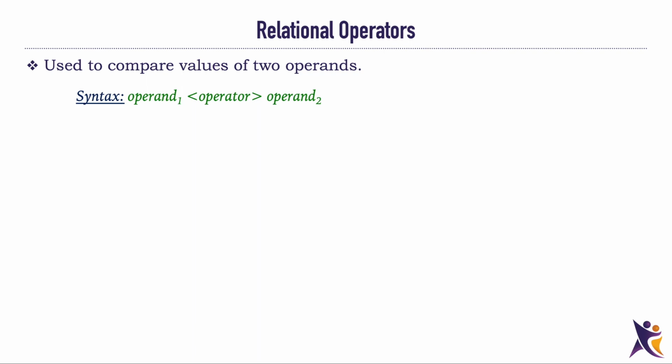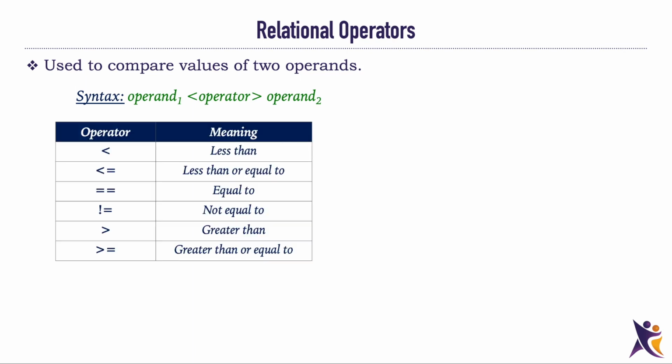Now let's see what the set of relational operators and their meanings are, right? So we have a less than operator, which means we are checking whether operand 1 is less than operand 2, right? The less than or equal to operator checks whether operand 1 is less than or equal to operand 2, right? We have the equal to operator, which checks whether operand 1 is equal to operand 2. We also have the not equal to operator, which checks whether operand 1 is not equal to operand 2.